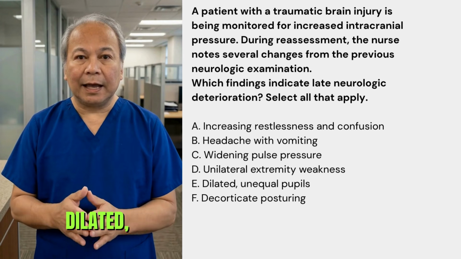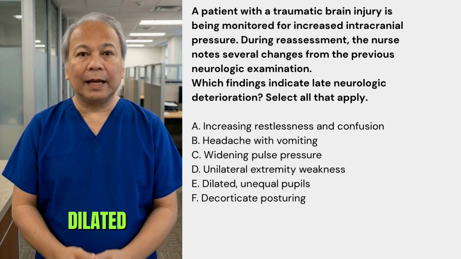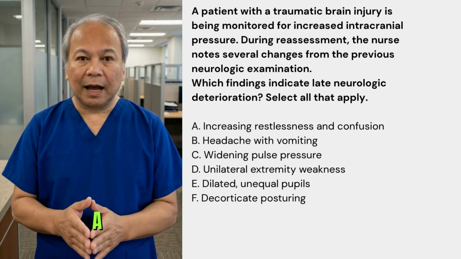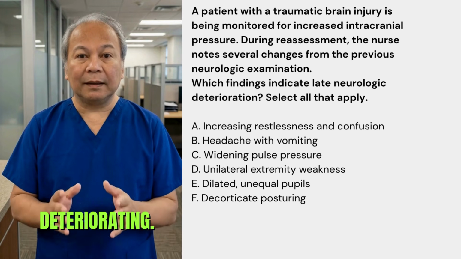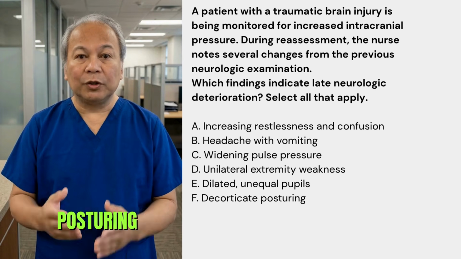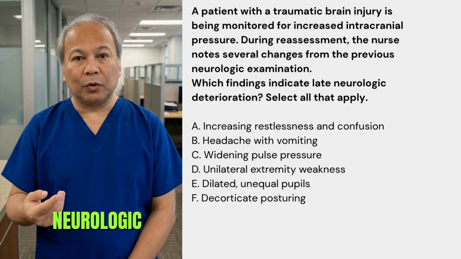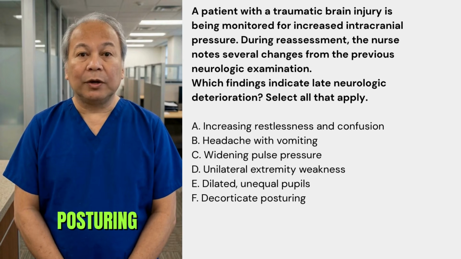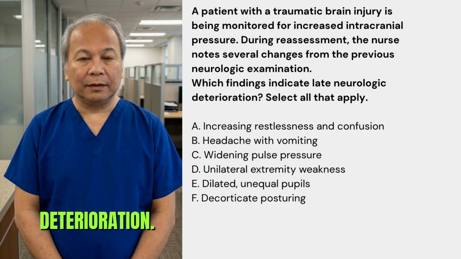E. Dilated, unequal pupils. Correct. Unequal or dilated pupils suggest worsening neurologic compression. This is not a finding you watch casually. This patient is deteriorating. F. Decorticate posturing. Correct. Abnormal posturing indicates severe neurologic dysfunction. Decorticate or decerebrate posturing should make you think advanced neurologic deterioration.